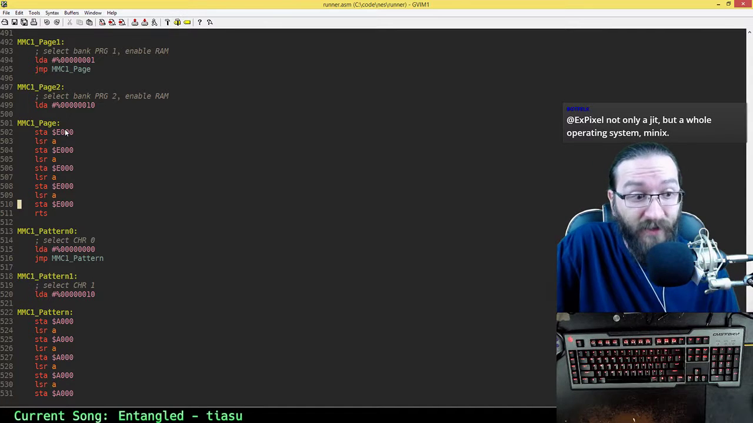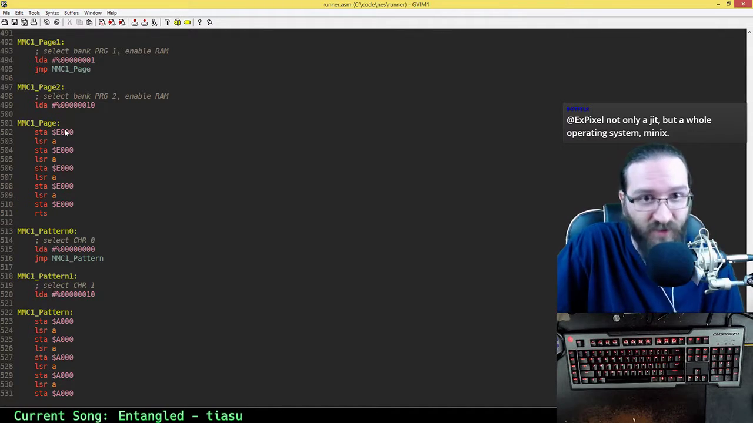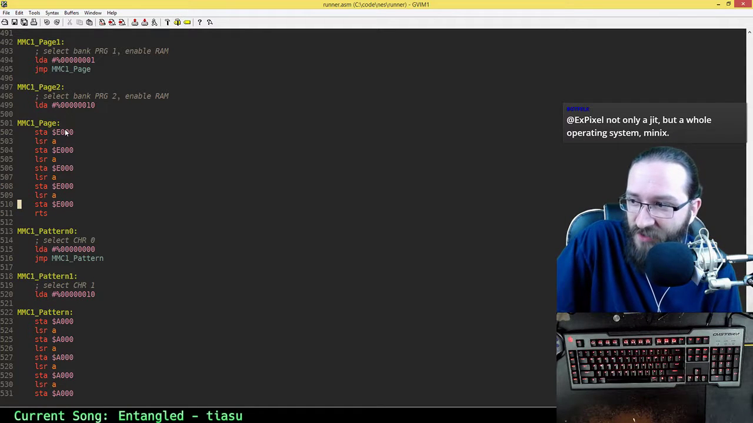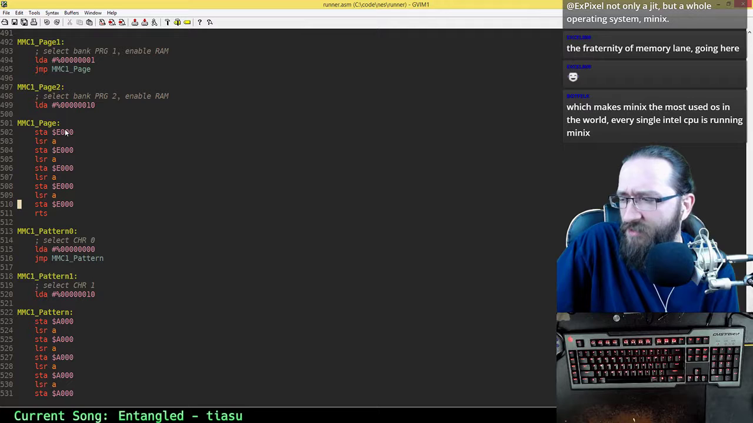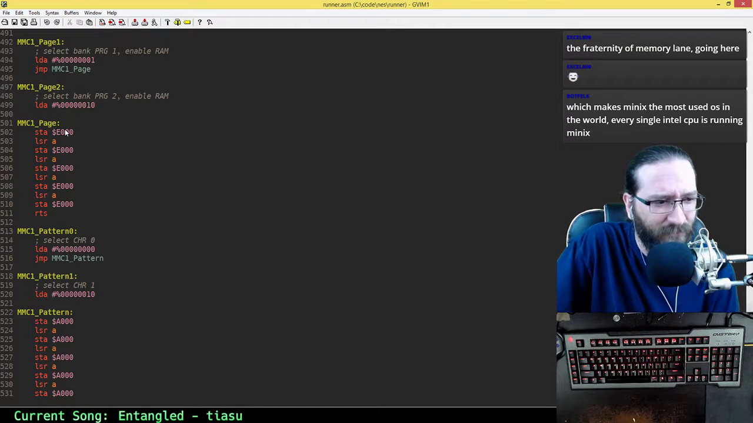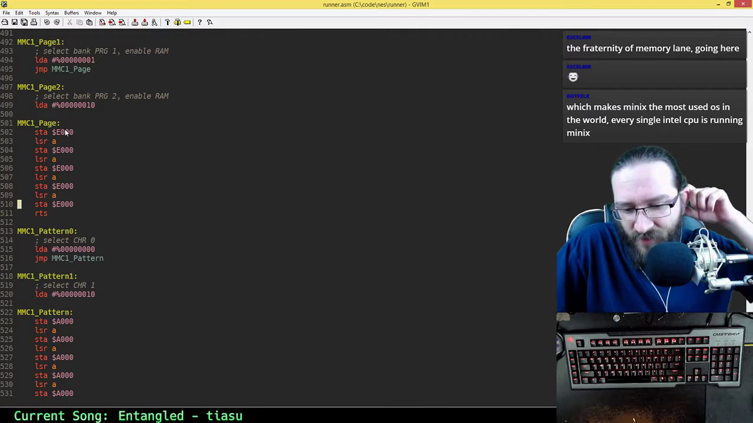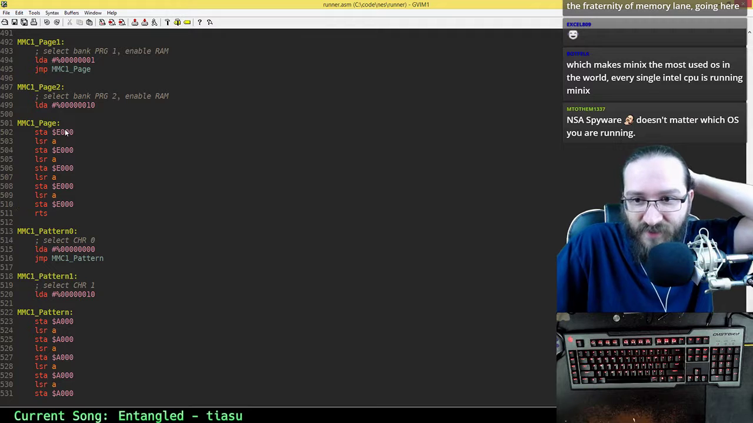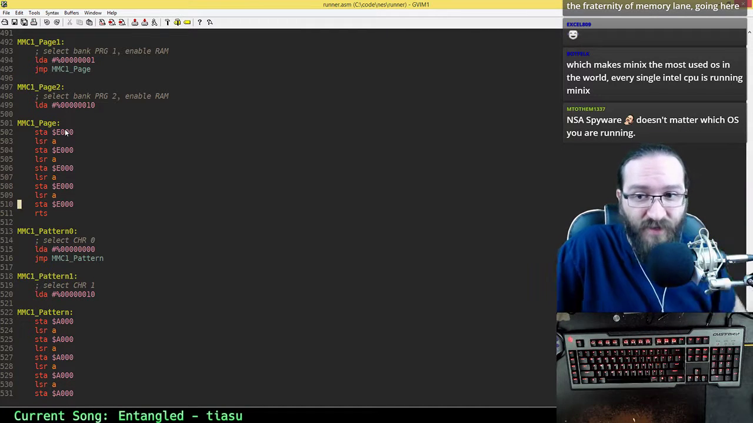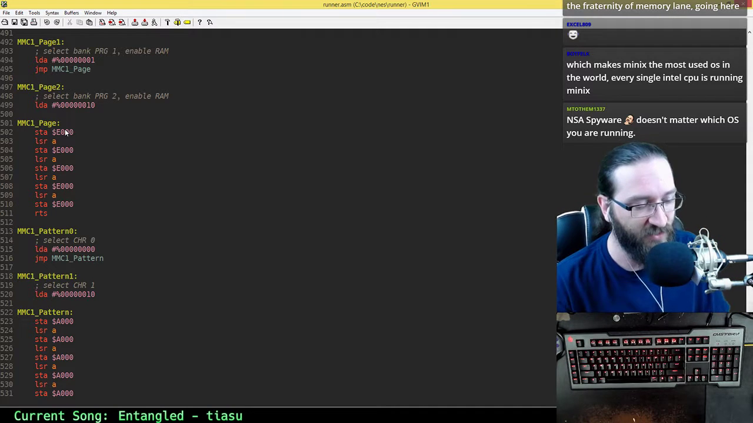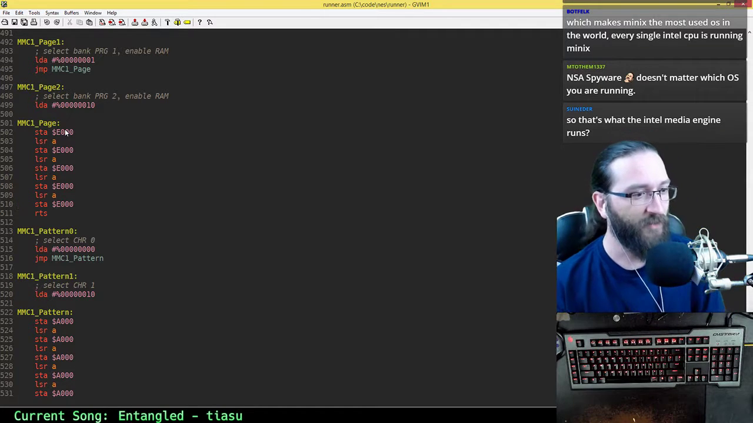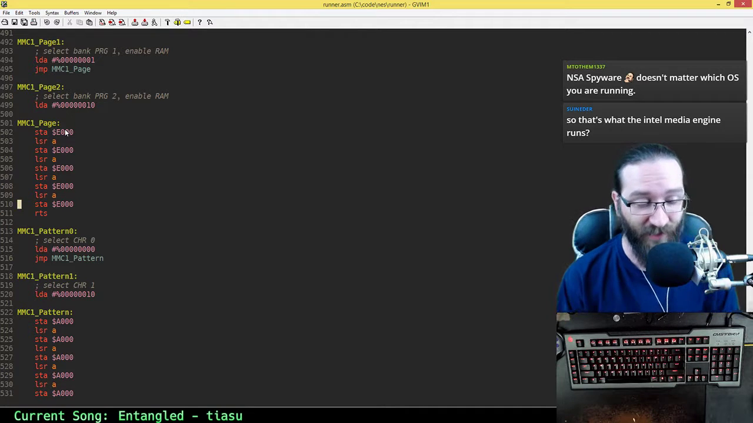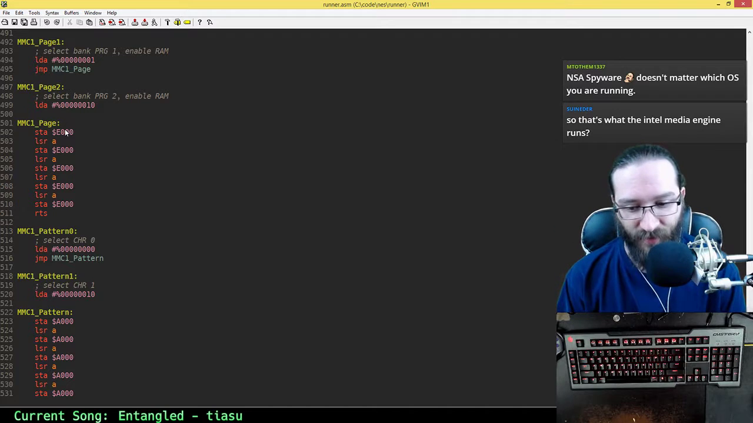Not only a chip, but a whole operating system, Minix, with its own kernel, on its own cores, on its own processor in some cases. But it's still all embedded in the same thing. There's a guy who does fascinating DEF CON talks, or a few conferences to that effect, where he does an exhaustive search through the x86-64 instruction space and looks for hidden instructions for different processors. Which makes Minix the most used OS in the world. Every single Intel CPU is running Minix. Which is discomforting.